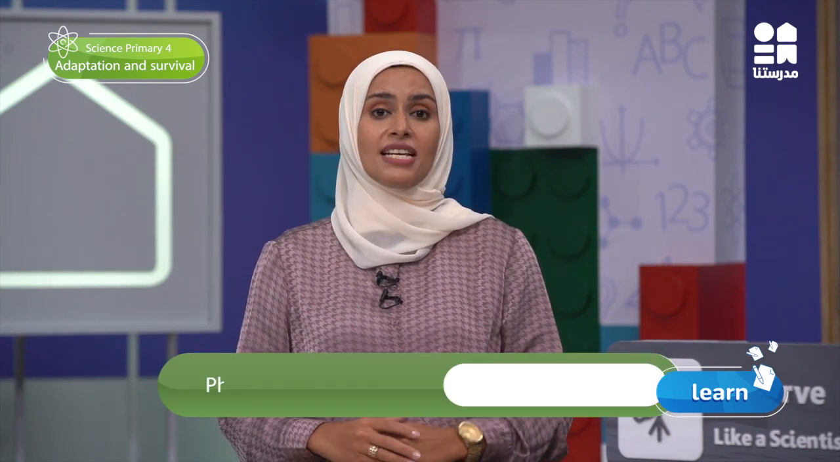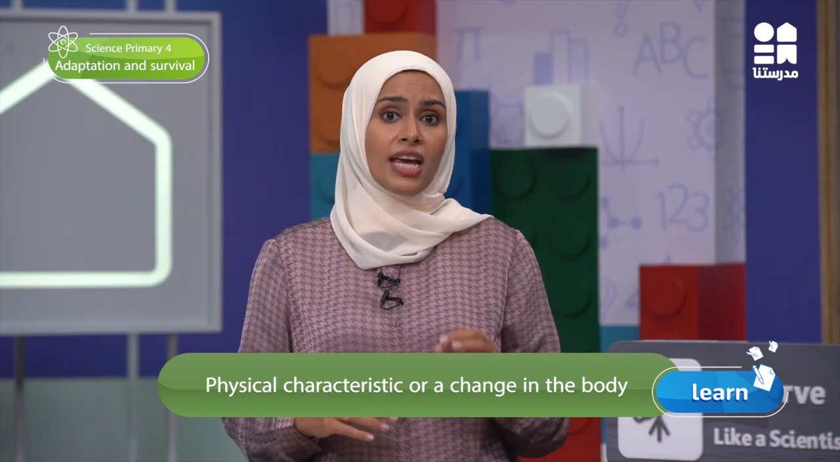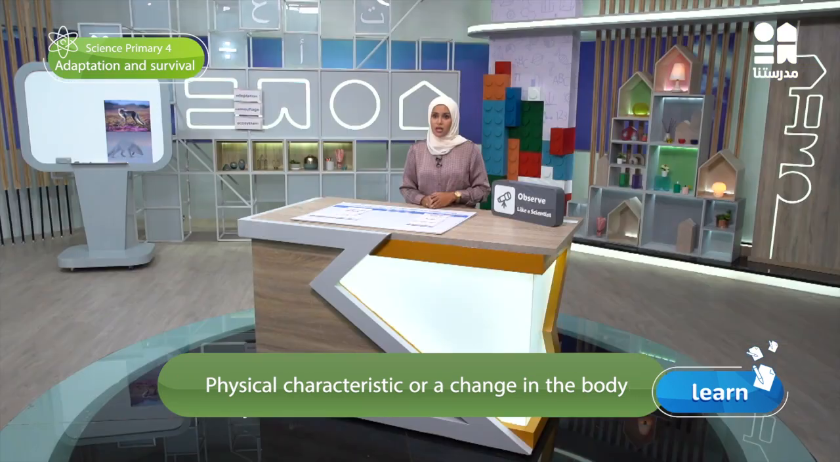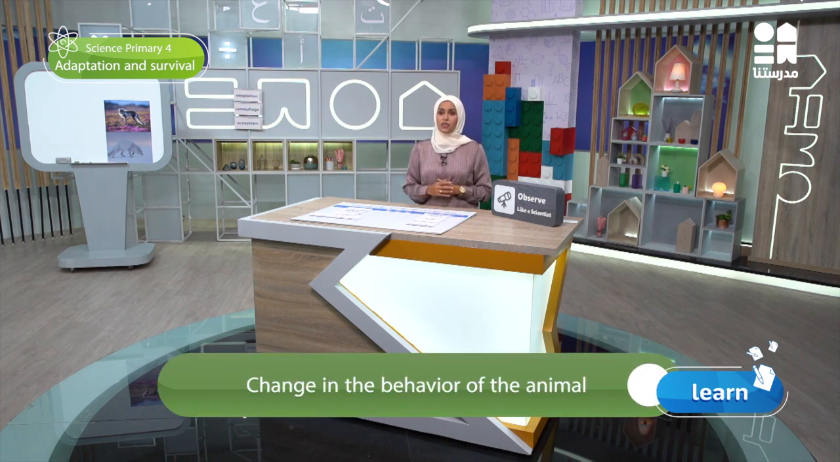After filling the table, we are done with our lesson. Be ready to review the main points. Today we learned that there are two types of adaptations, the structural and behavioral adaptations. The structural adaptation is a physical feature or change to the animal's body, while the behavioral adaptation is a change in the way the animal behaves or acts.